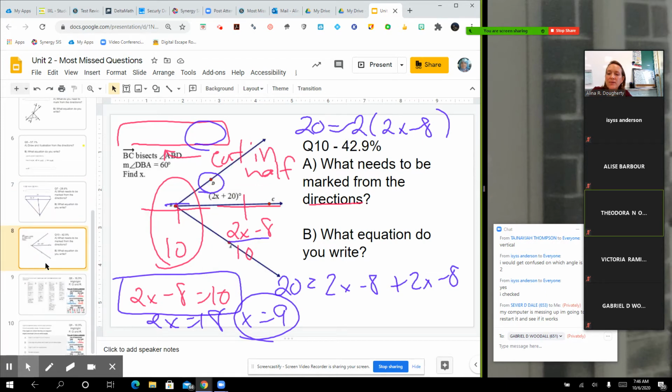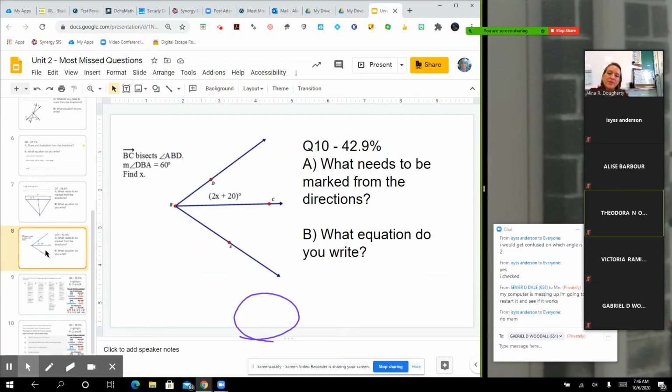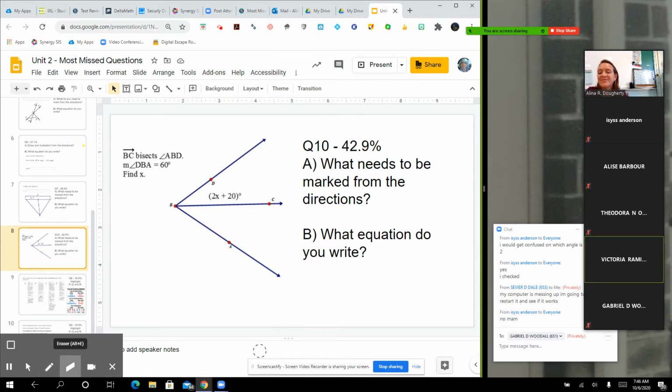Oh, we've got one more. Okay, what do I need to think about here? I'm gonna start calling on people. Okay, so BC bisects ABD. Nice. And DBA is 60 degrees, so you know the other one is also 60 degrees.